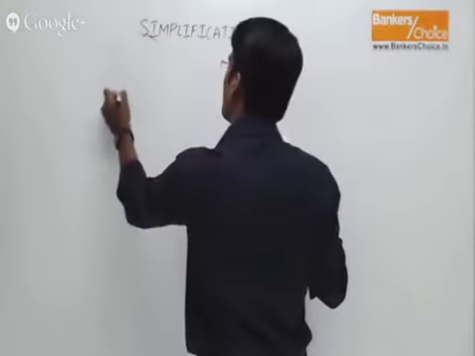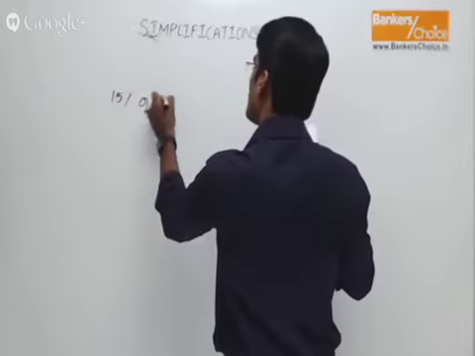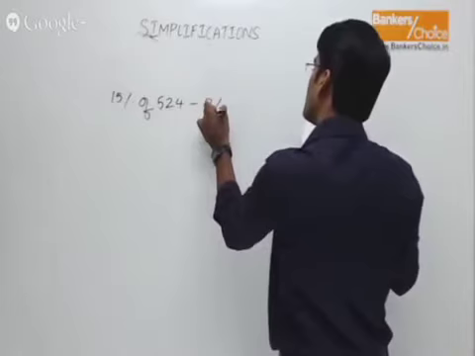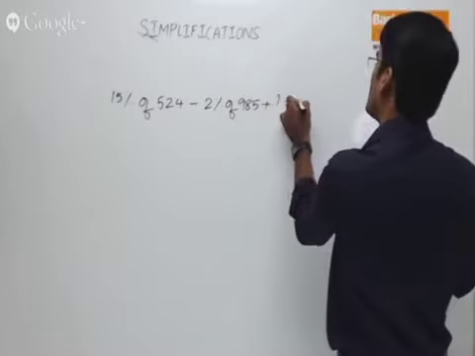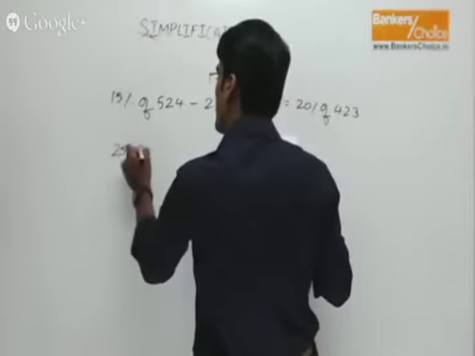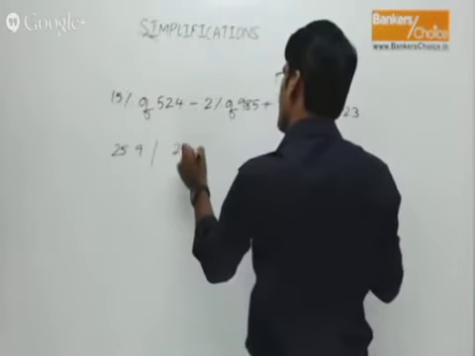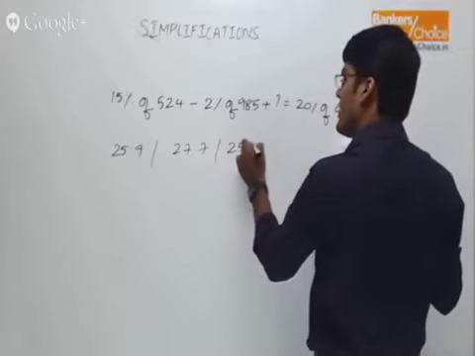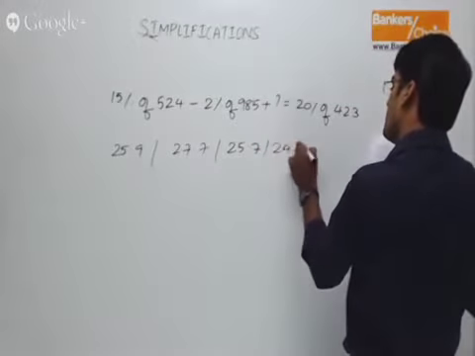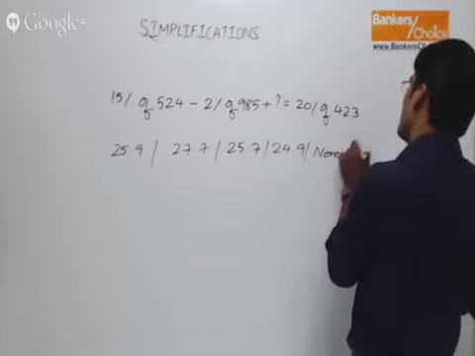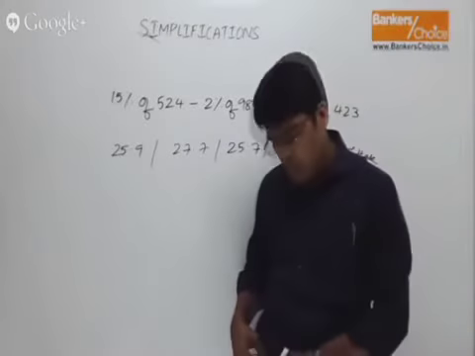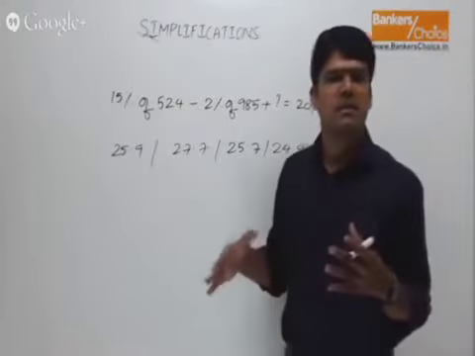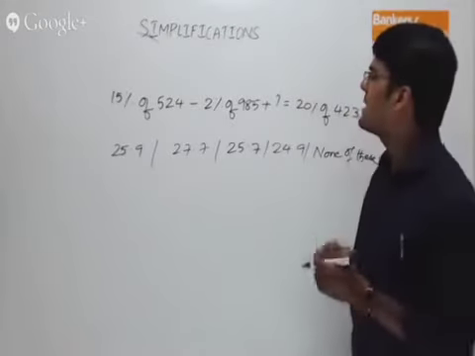Look at the question. 15% of 524 minus 2% of 985 plus question mark equals to 20% of 423. Options are 25.9, 27.7, 25.7, and the last option here is 24.9. Fifth option, you know, is obvious, none of this, right? So generally, don't worry about fifth option, none of this, because in most of the simplifications questions, we generally find fifth option to be none of this. So that's the question there.